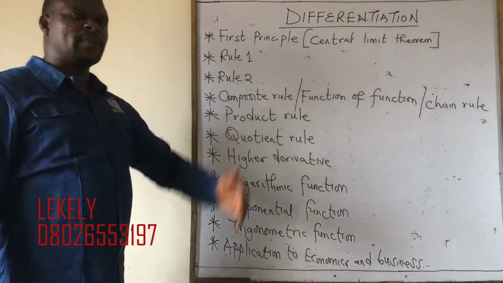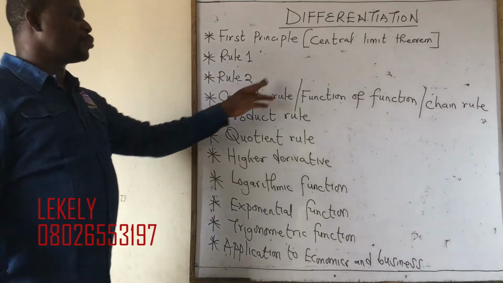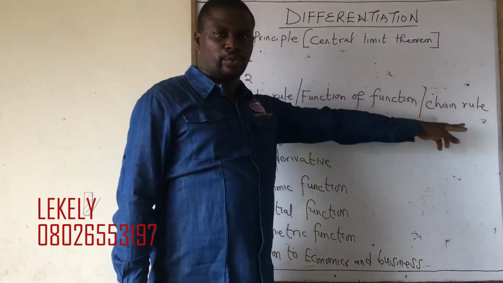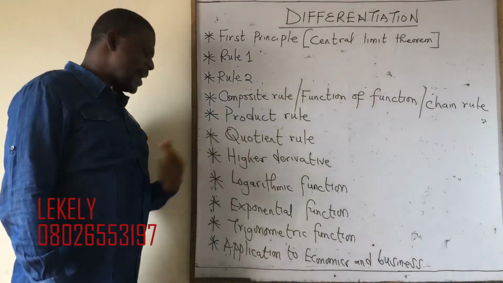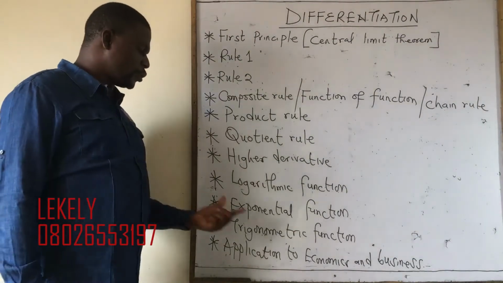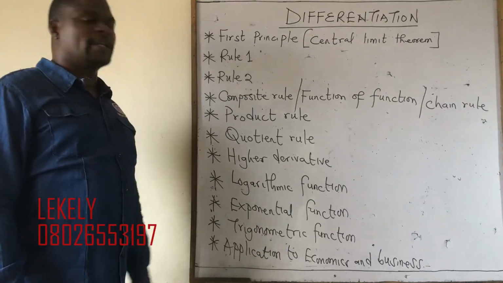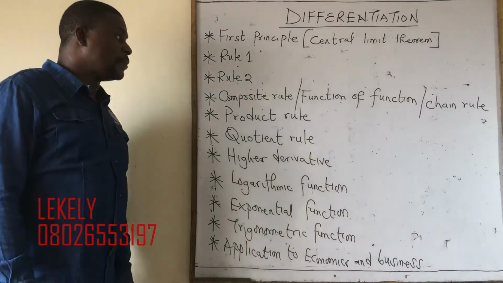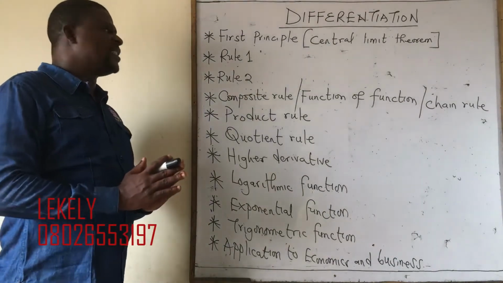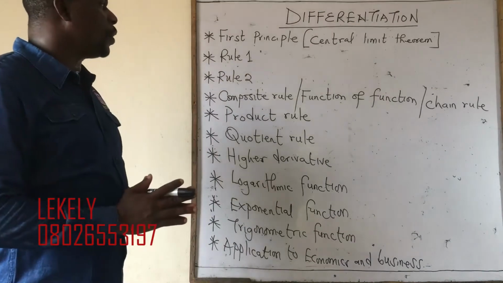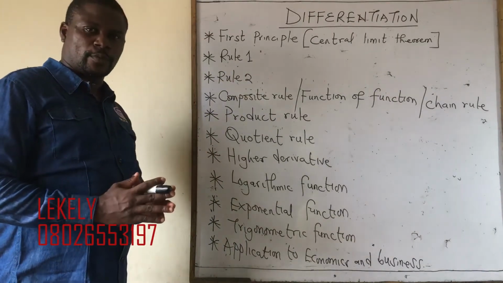We are going to look at the first principle. We are going to look at rule 1, rule 2, composite rule, function of function, or chain rule. You can call it any of the three. Product rule, quotient rule, higher derivative, logarithmic function, exponential function, trigonometric function, and application to economics and business. So we are going to be looking at differentiation in this order. The first one we will start with is the first principle.